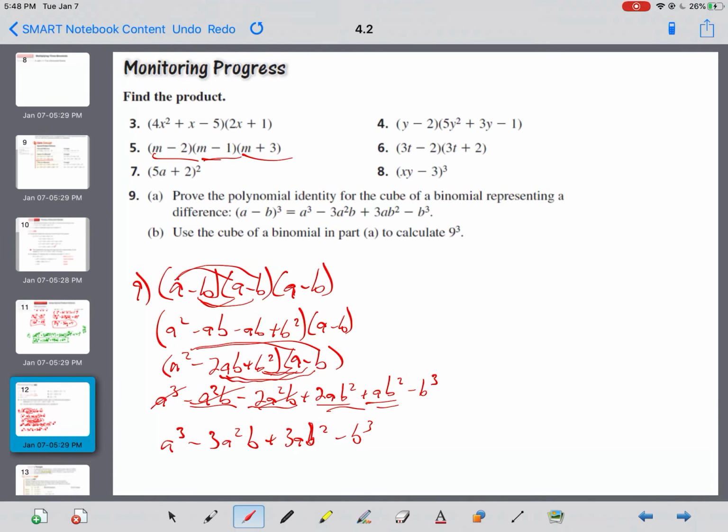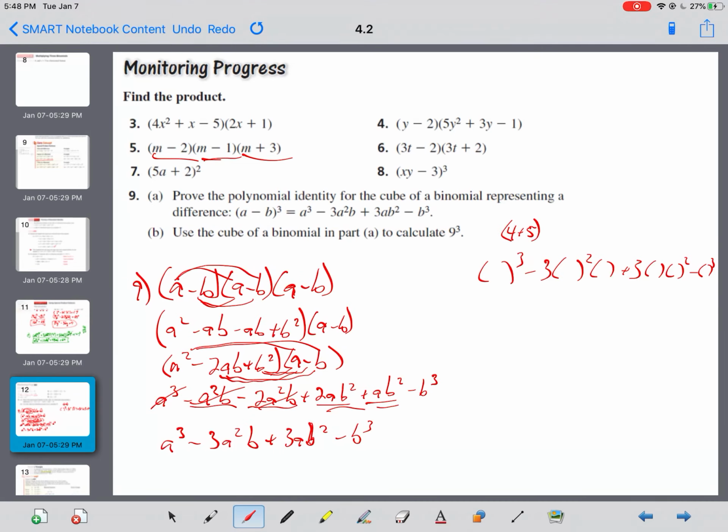Okay, we'll do this one. All right, what numbers can we use to make 9 that are easy to square? I don't know. You could do 4 and 5. You could do 1 and 8. 8 gets pretty big. What about 4 and 5? So if we do something cubed minus 3 times something squared something plus 3 times something squared minus something cubed. And we did 9 as 4 plus 5.